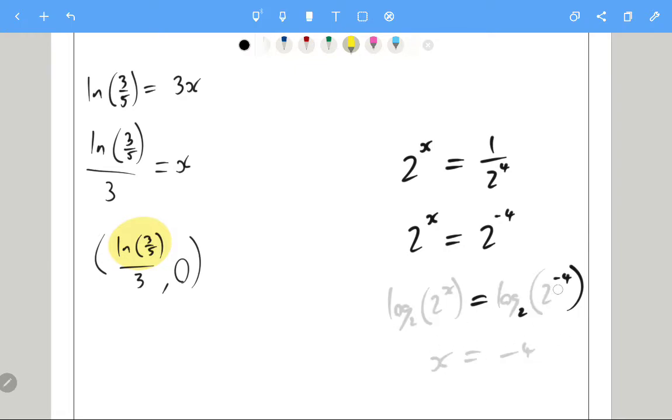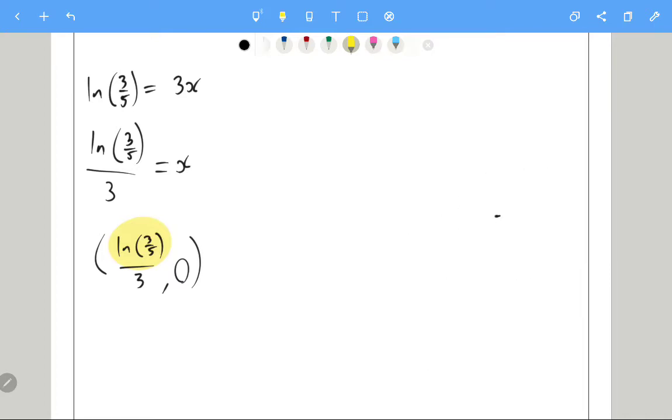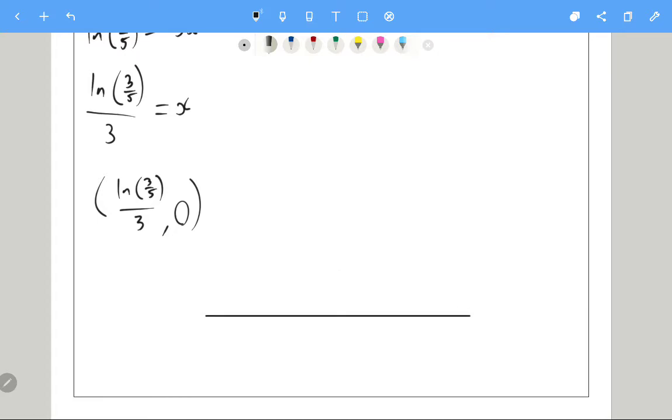So the question is, is 3 on 5 smaller than e, right? Because natural log is just log base e. Is 3 on 5 less than e? And the answer is yes, because e is about 2.7. So this is going to be negative. So this is negative something, 0. So on our axes, when we draw it, we're going to draw it to the left. It's going to be about here.